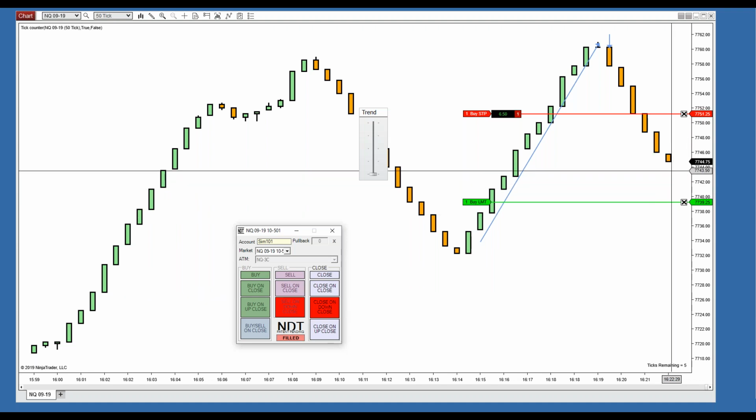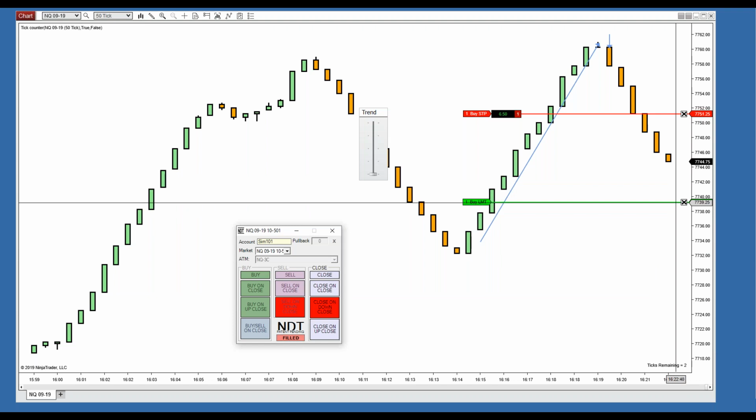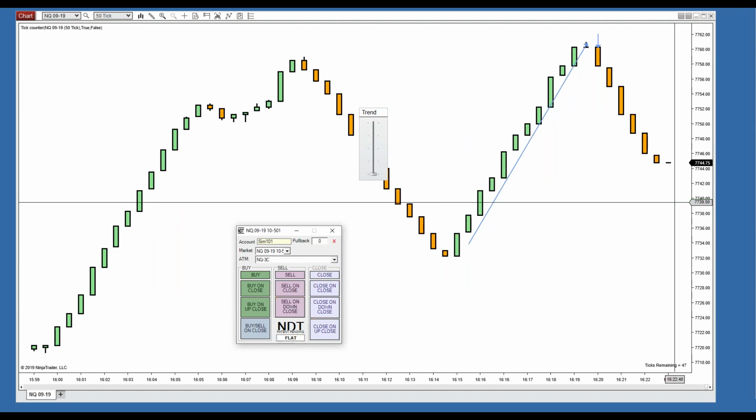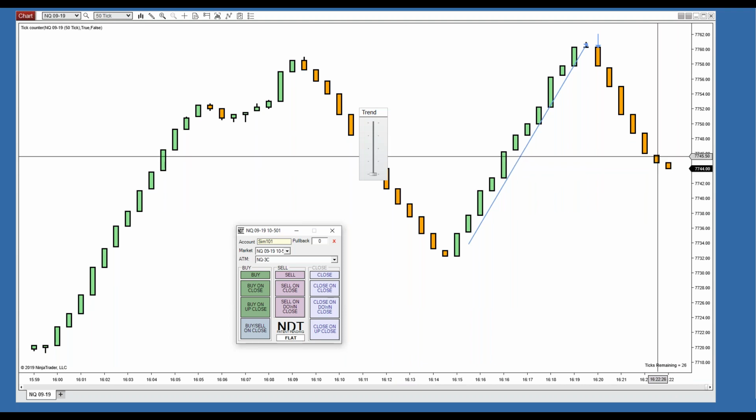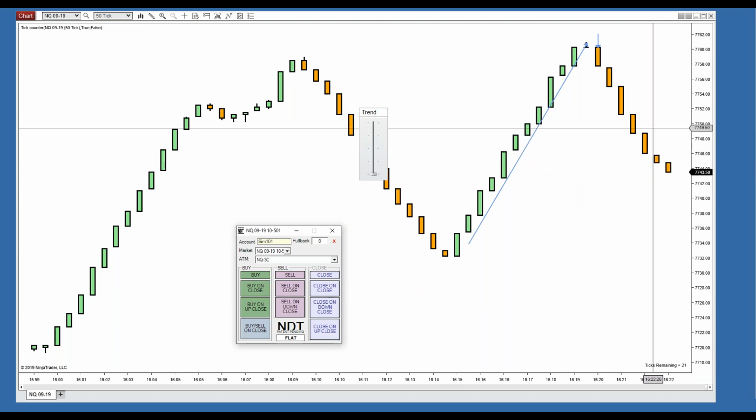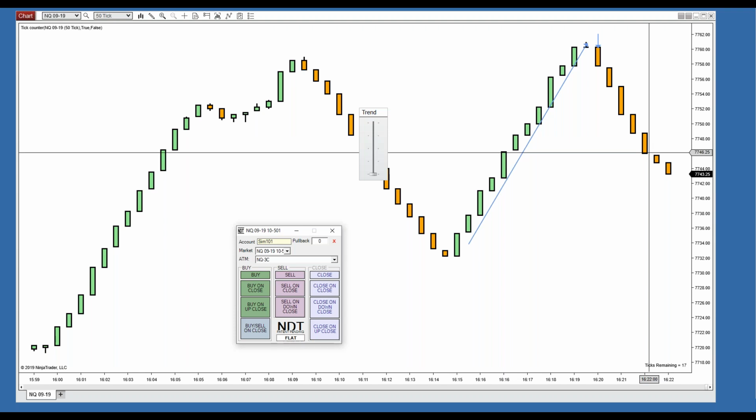In this particular case, we can set a very big target. And I put close on a down close instead of close on an up close. I'm sorry. To close the trade, what I wanted to do was close on a reversal candle. And you saw it took you right out.